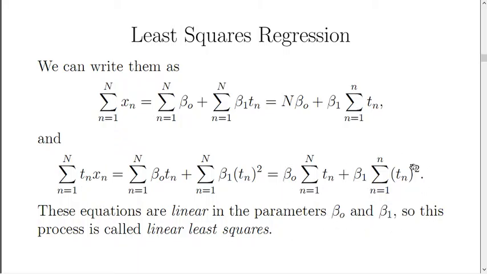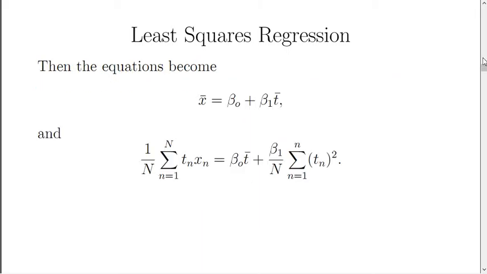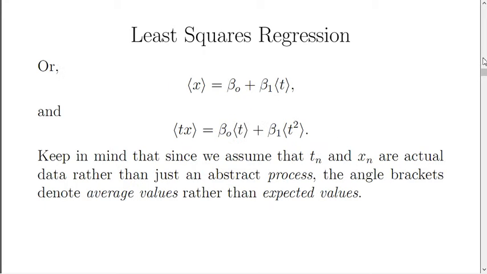this quantity. Now, these two equations in two unknowns are linear in the parameters, beta naught and beta 1, and that's what makes this process linear least squares. Now, for conceptual simplicity, I'll divide the equations by n. I'll also define the average data value x bar, which is just the average of all the x values, and the average time t bar, which is just the average of all the times. That enables me to write the equations like this, which are easy to write and probably look a little bit simpler. I can also write them like this.